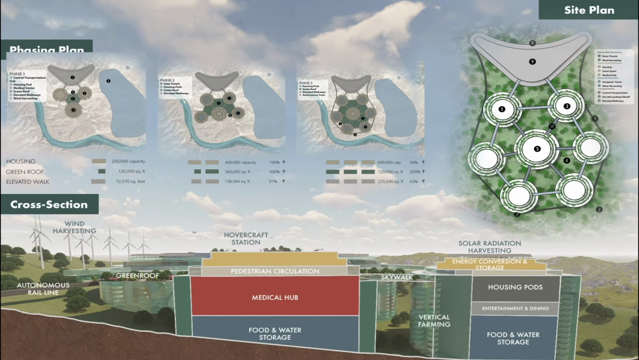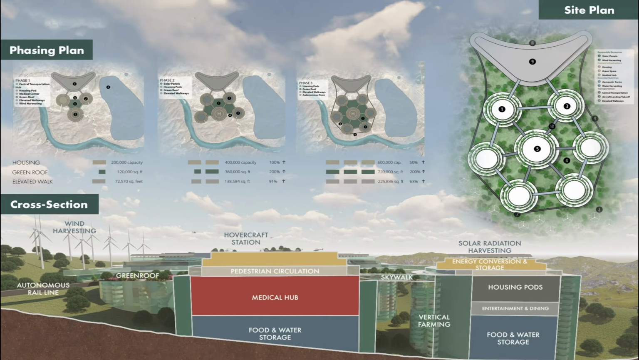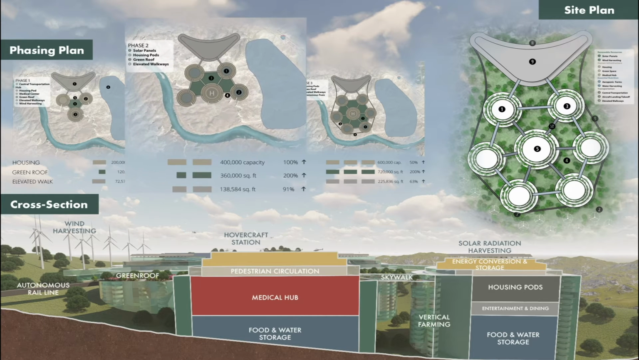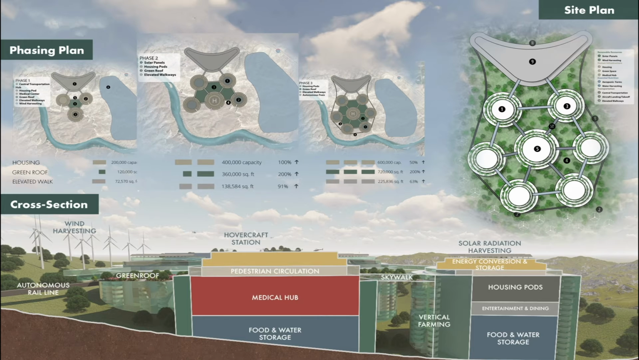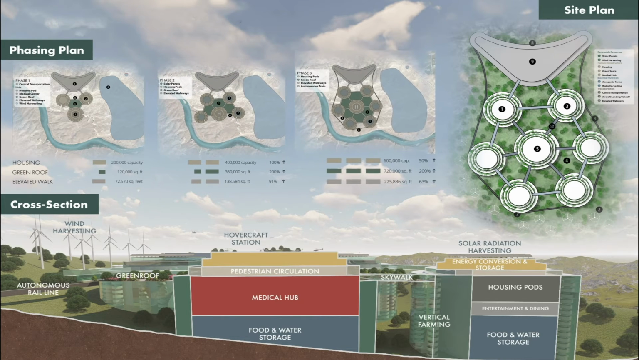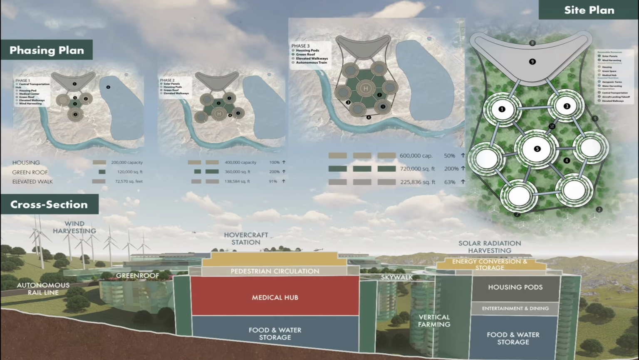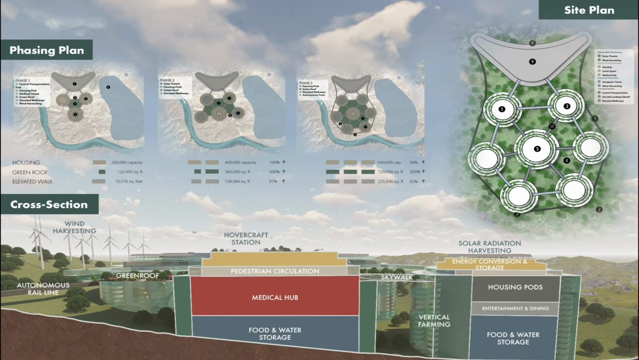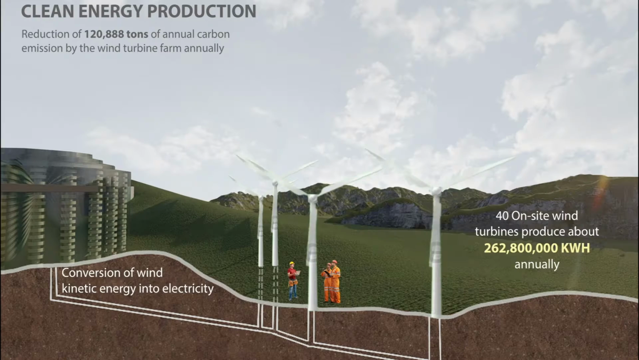Phase 1 has a holding capacity of 200,000 people. By Phase 2, there will be an additional 2 housing pods and 2 green roofs, leading to a total holding capacity of 400,000 people. The final phase will add the last 2 housing pods and 2 green roofs and an autonomous rail line connecting all housing pods with the transportation hub with a total capacity of 600,000 people.